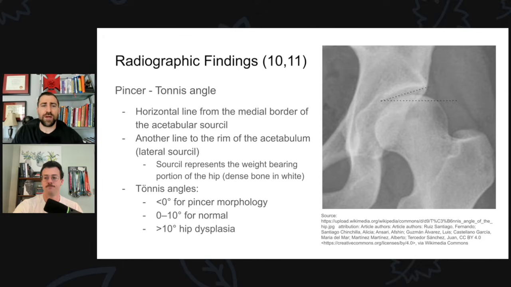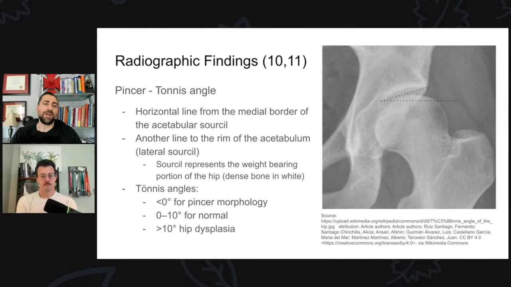And essentially, you take the horizontal line from the medial border of the acetabular sourcil, right? And you can see the line where it originates on the left side. And they have another line to the rim of the acetabulum, which is the lateral sourcil. So it's basically from the medial sourcil to the lateral sourcil, and they take that angle. So the Tönnis angle, less than 0 degrees, will represent pincer morphology. 0 to 10 is normal, and greater than 10 is going to represent hip dysplasia.